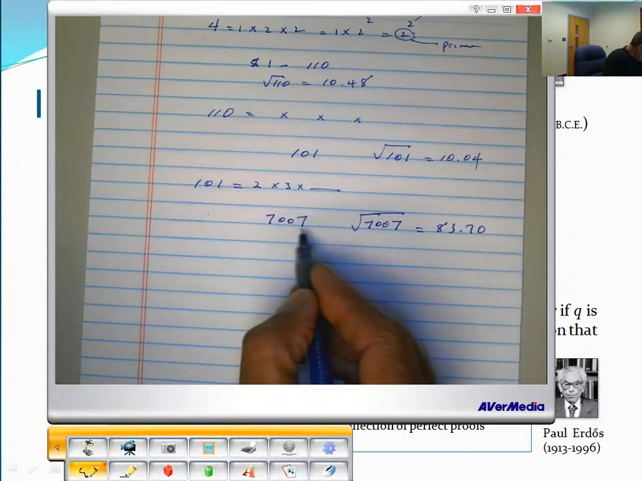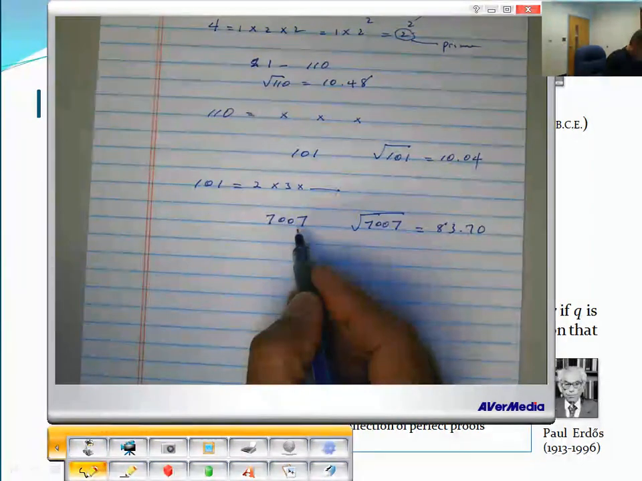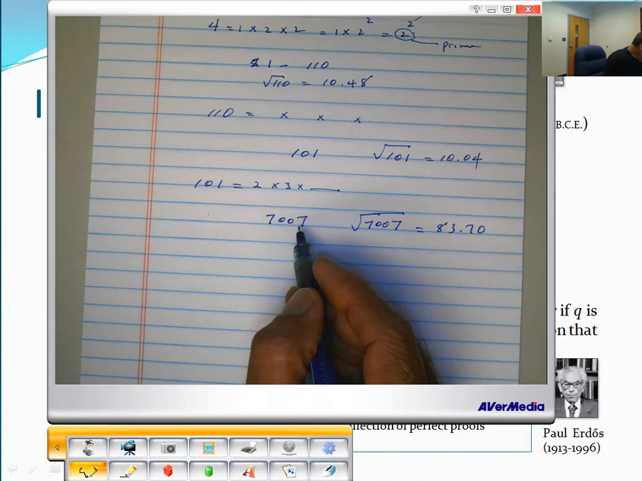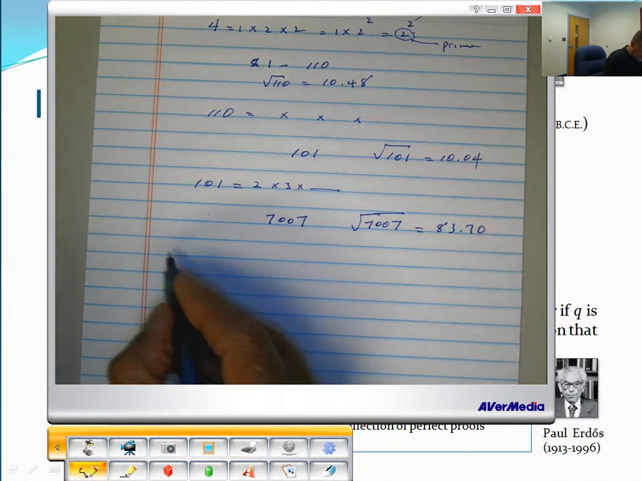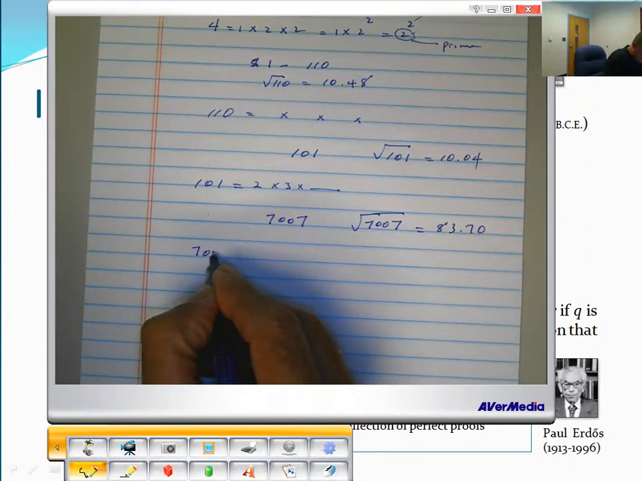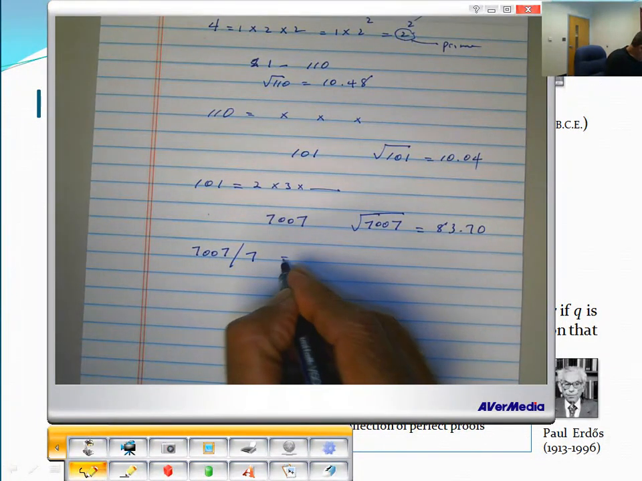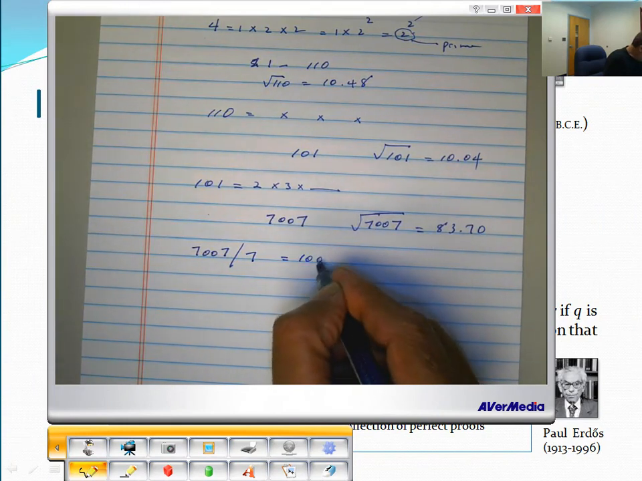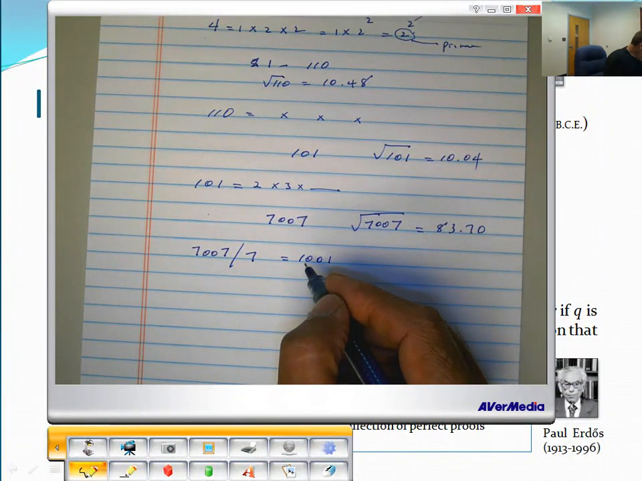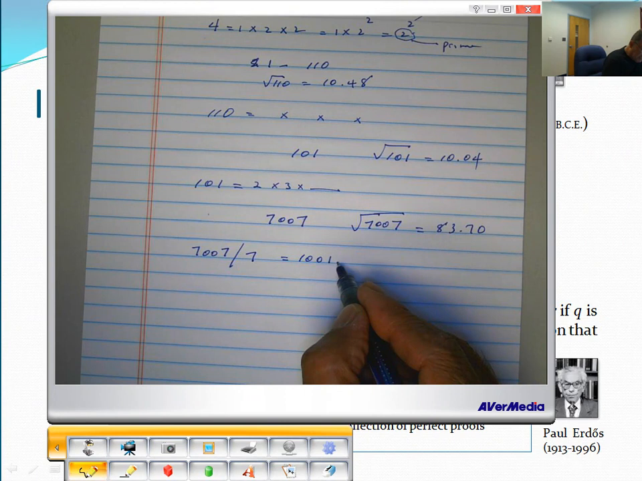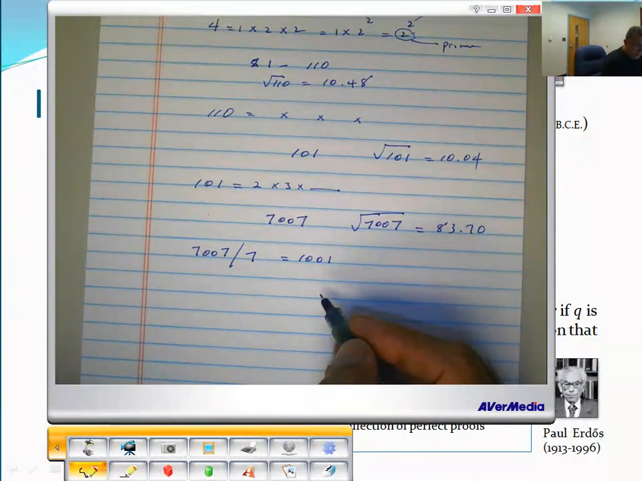We start with 2, it's not divisible, and 3 is not divisible, and 5 is not divisible. However, 7 divides 7007. 7007 is divisible by 7, so we say 7007 divided by 7, and that comes to 1001. And then we start dividing 1001 with other prime numbers.